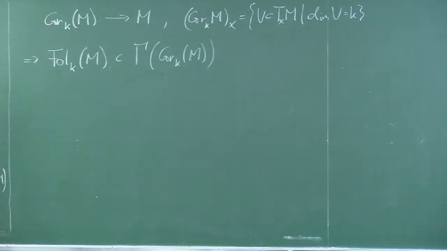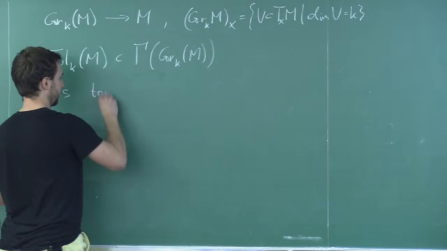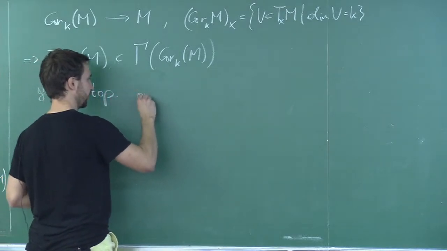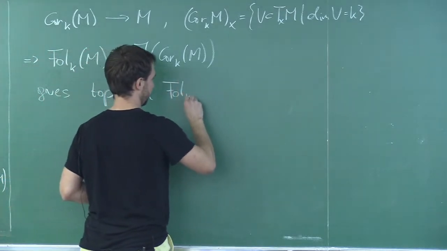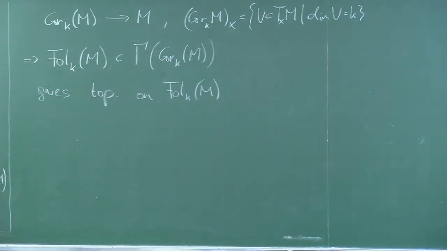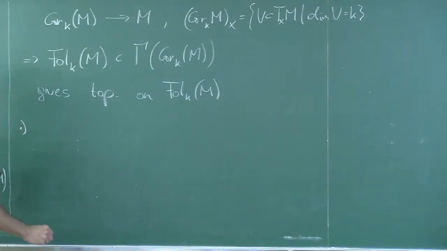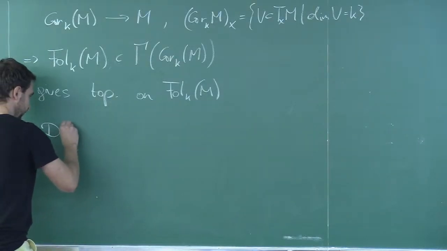Okay, so that's one part which we need. So we obtain the topology on the foliations. And the second part which we have here is if we have a diffeomorphism on our manifold, that naturally acts on the space of foliations by just pullback with respect to the diffeomorphism.